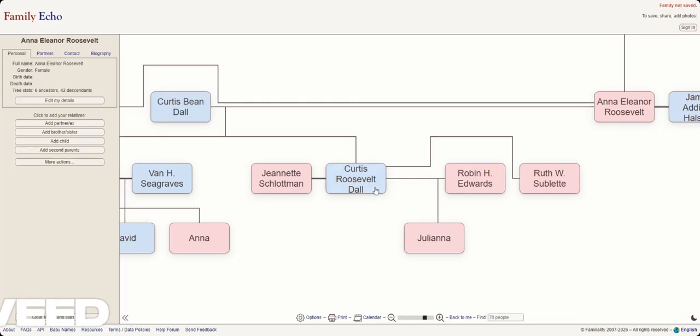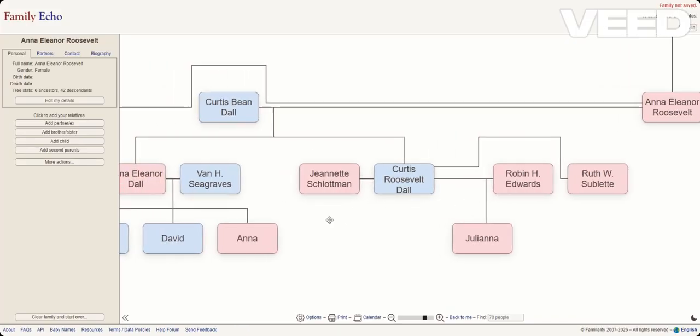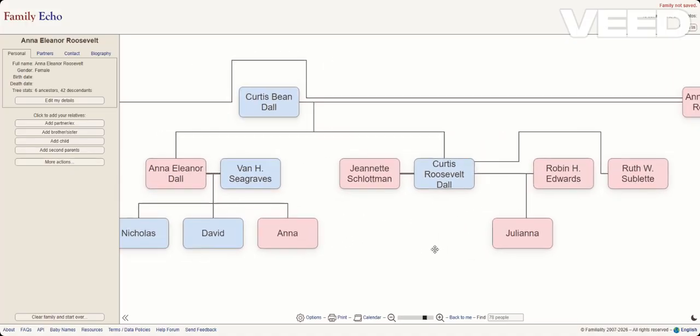Later, they divorced, and Curtis married Ruth W. Sublette, and then later they divorced. They did not have children together. And then Curtis married Jeanette Schlotman, and they did not have children together during Eleanor Roosevelt's lifetime, like I said. When I say they did not have children together, it doesn't necessarily mean they did not ever have children together. That's what I mean, if you know what I mean.